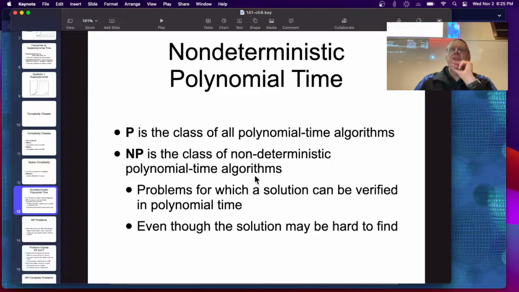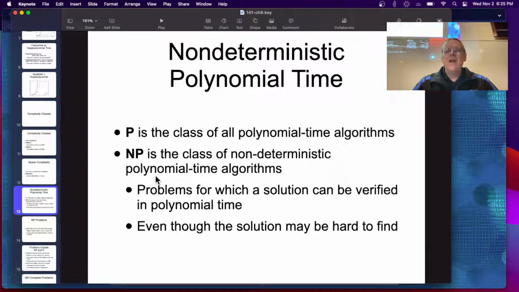NP is the class of all non-deterministic polynomial time algorithms, and these are problems where you can verify a solution when you find it in polynomial time, but there may not be a known algorithm to find the solution in polynomial time. The general belief of everybody is that P are the easy problems and NP are the hard problems, but nobody has ever been able to prove that mathematically.